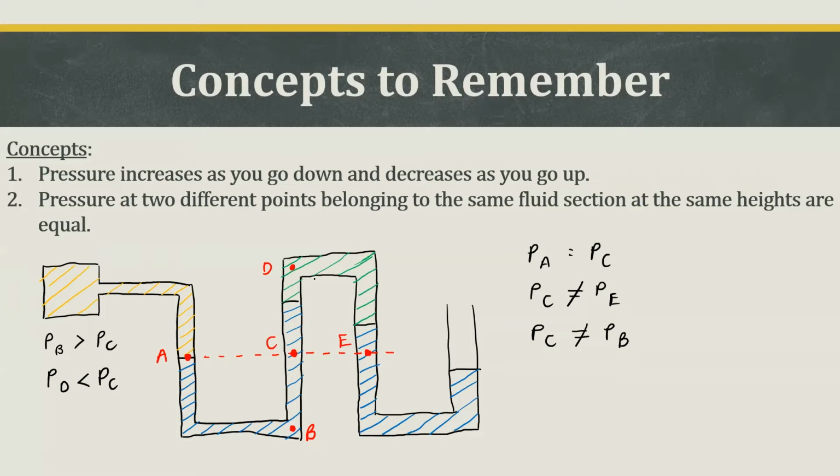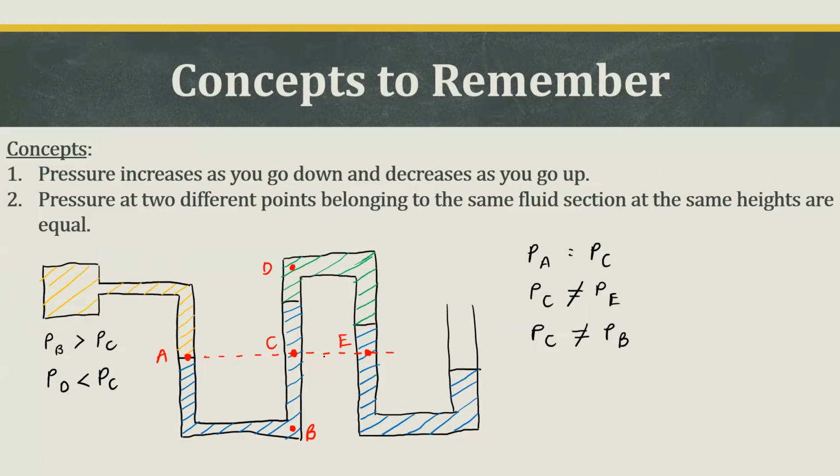And then second concept, pressure at two different points at the same fluid section and at the same height are equal. So let's focus first on points A, C, and E. Points A and C belong to the same fluid section, this blue fluid, and they're at the same height. So we can say that the pressure at point A is equal to the pressure at point C.